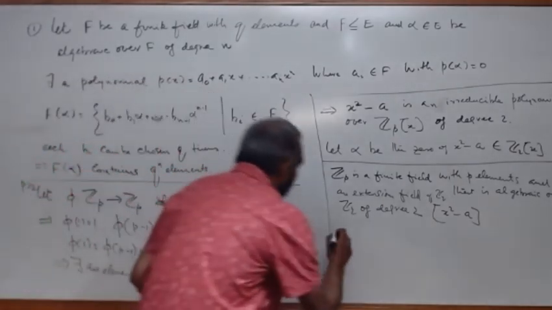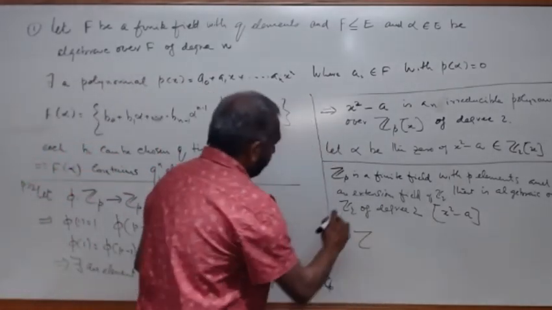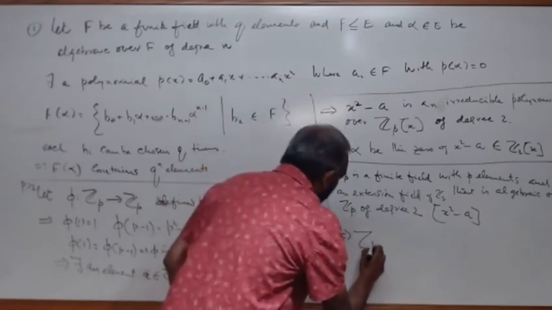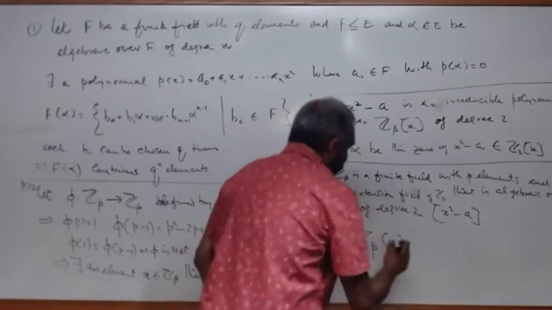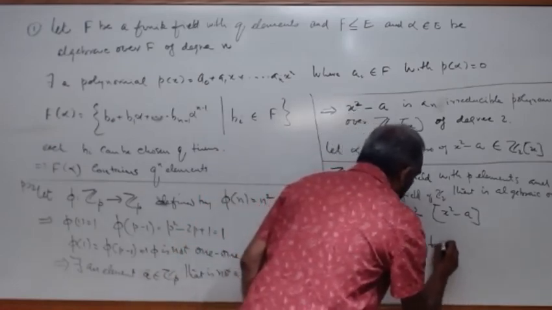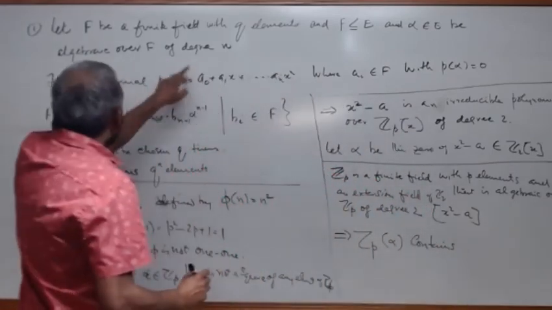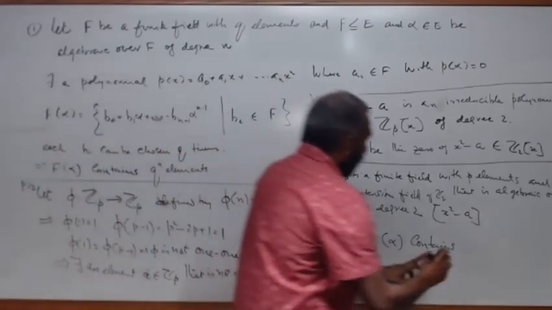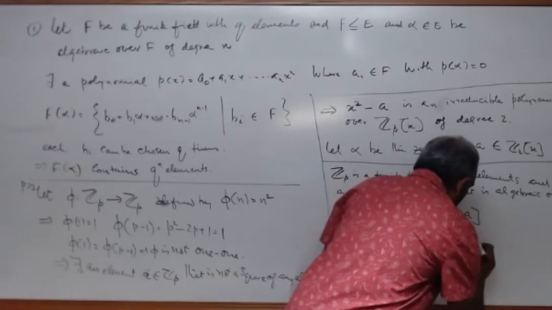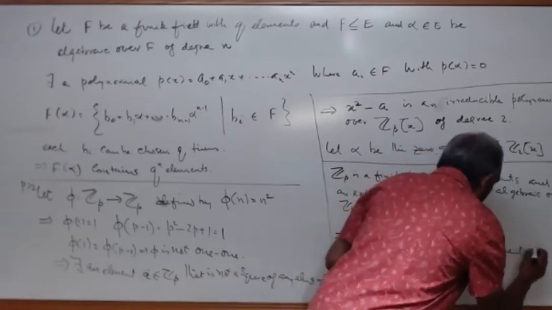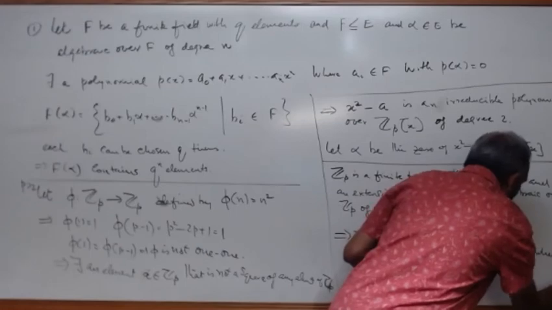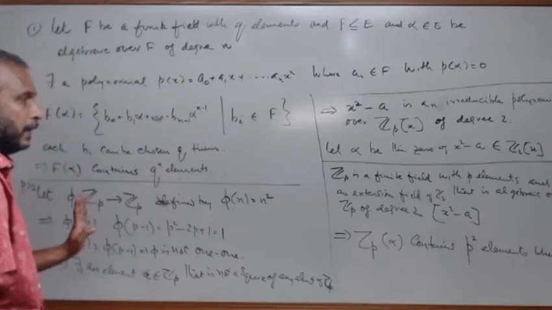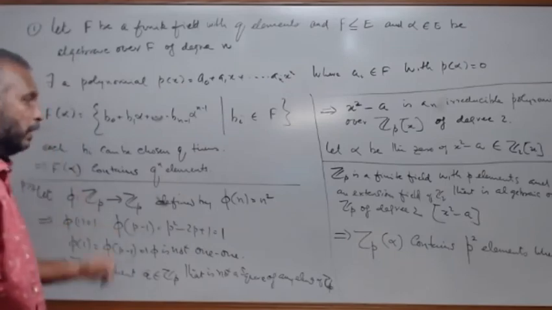So this implies what? This implies Zp of alpha contains q to the power of n elements. So here it will be p to the power of n, n is 2, when p is greater than 2. But p equal to 2, we already saw that there is a field that contains 4 elements.